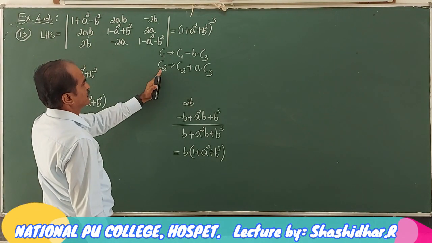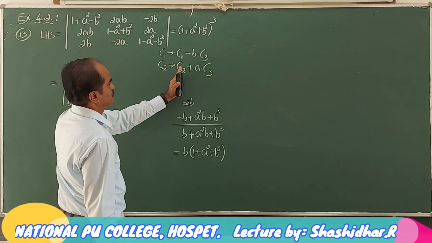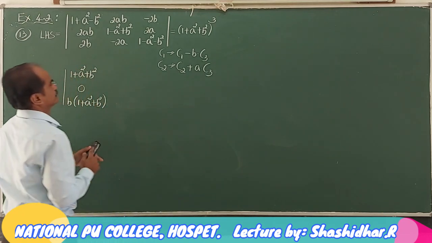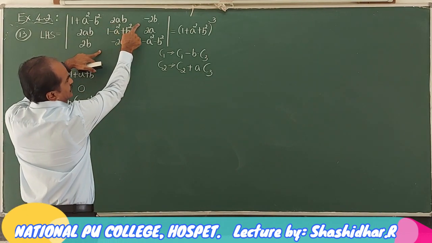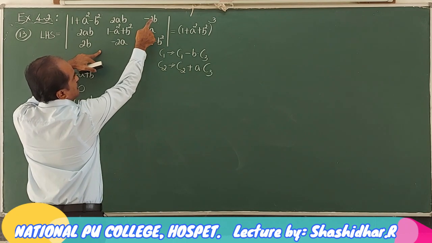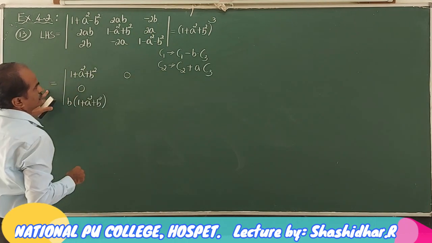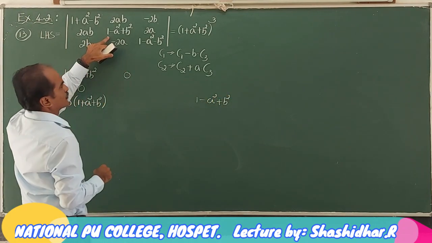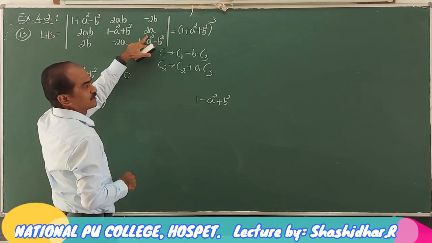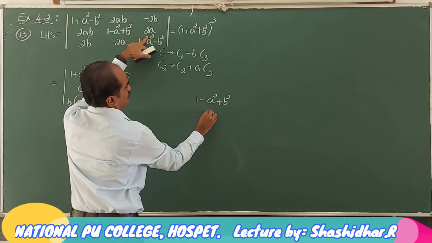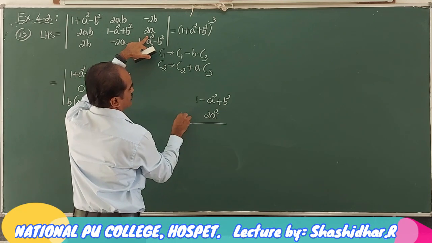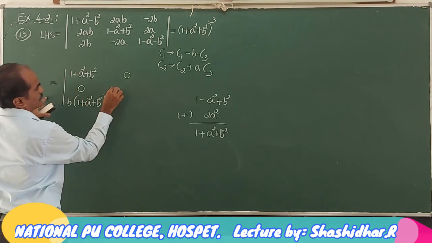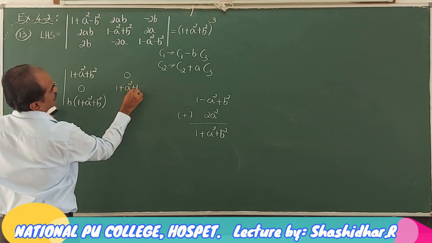How you are changing second column? C2 changes to C2 plus a times of C3 now. 2ab plus a times of this minus 2ab. What you are going to get? 0. Now 1 minus a square plus b square is there in the second column, second element. Corresponding to this 2a is there. I am multiplying with a. So what do we get? 2a square. I have to add them. What you are going to get? 1 plus a square plus b square. So write that element here. 1 plus a square plus b square.